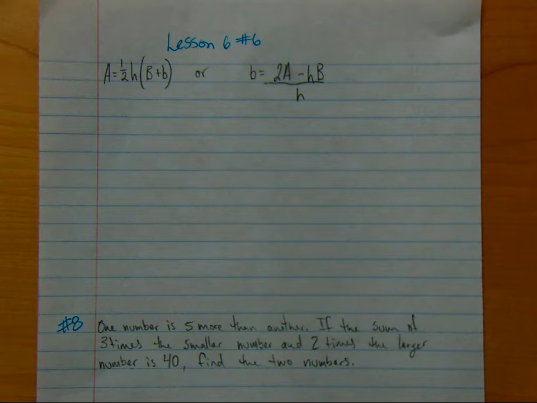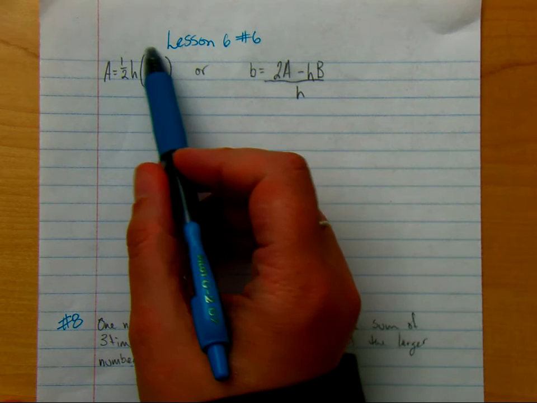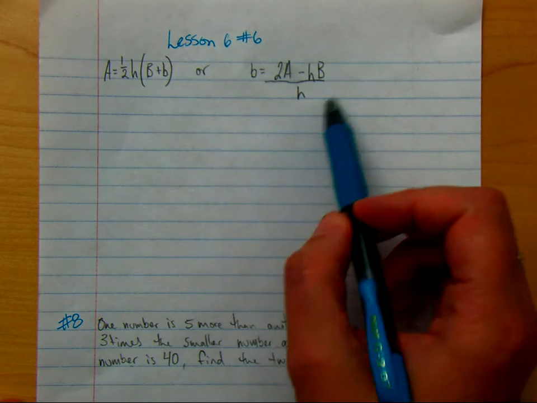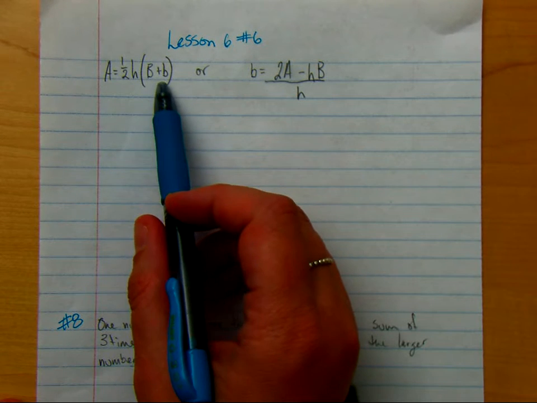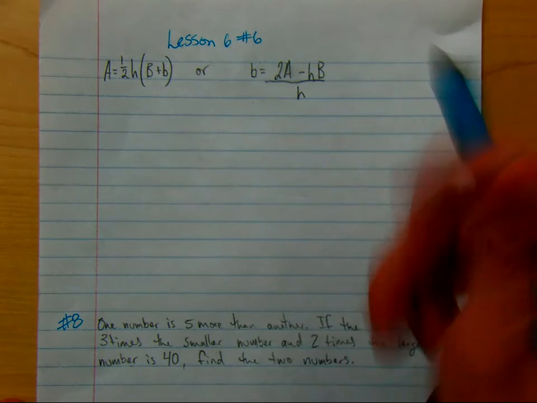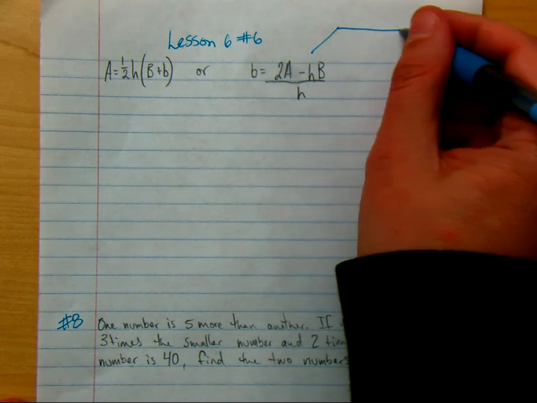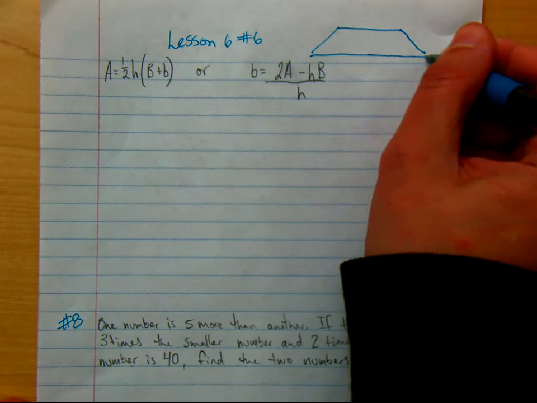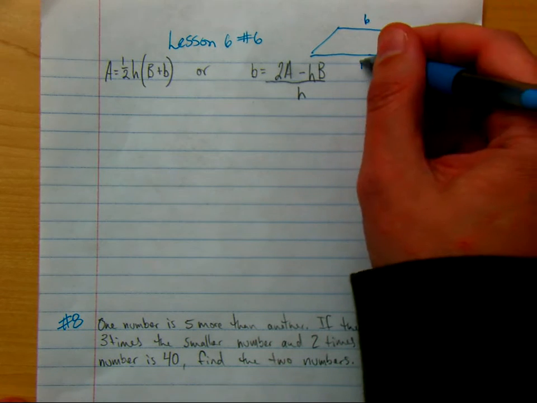Okay, let's look at a few of the problems that came up from the Connect Math assignment. So the question was, how does this formula become this formula? How do we solve for little b? This happens to be the formula for area of a trapezoid, and I know that because a trapezoid has a little base and a big base.